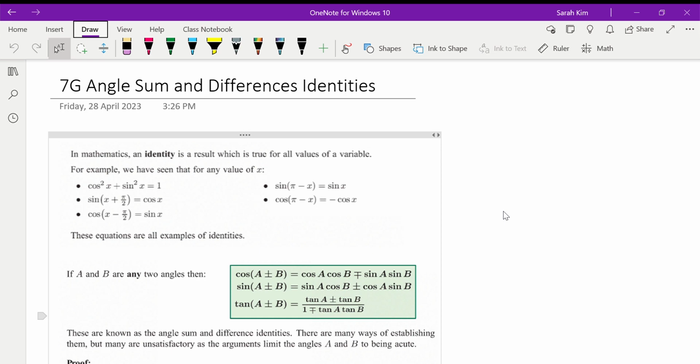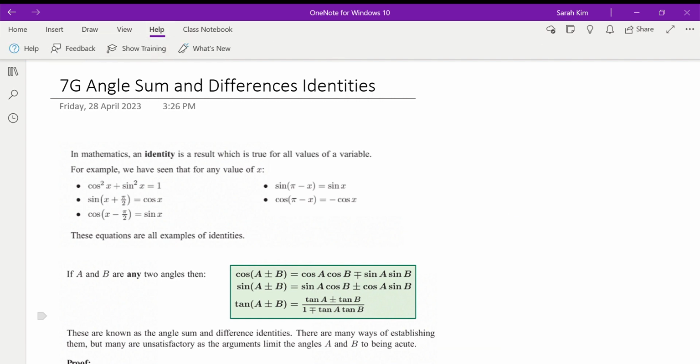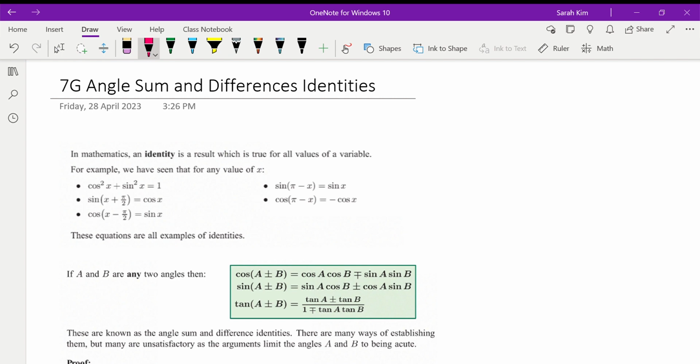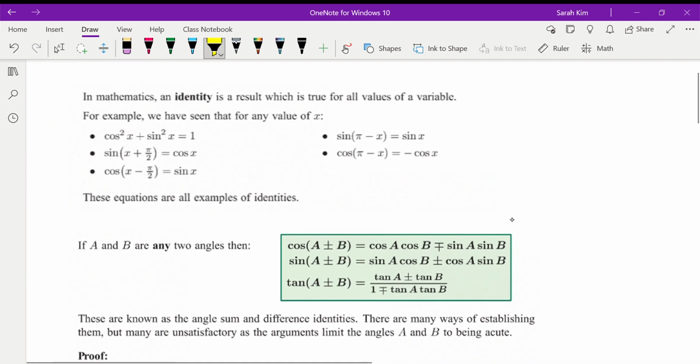Alright, so 7G is about using angle sum and difference identities. Identities are just the formulas that get derived and that we can use for any type of situation. We have already seen these sorts of identities using the circle equation. We should have identified that sine of anything plus pi over 2 becomes cos, and minus becomes sine, and that pi minus x, where pi is 180 degrees, you should have identified in one of the questions we did in chapter 5, I think.